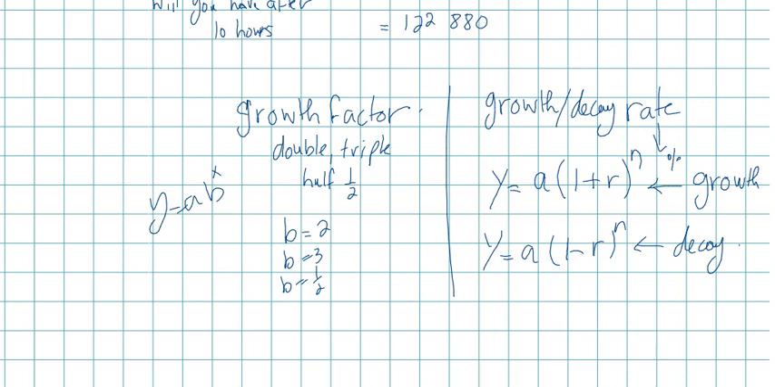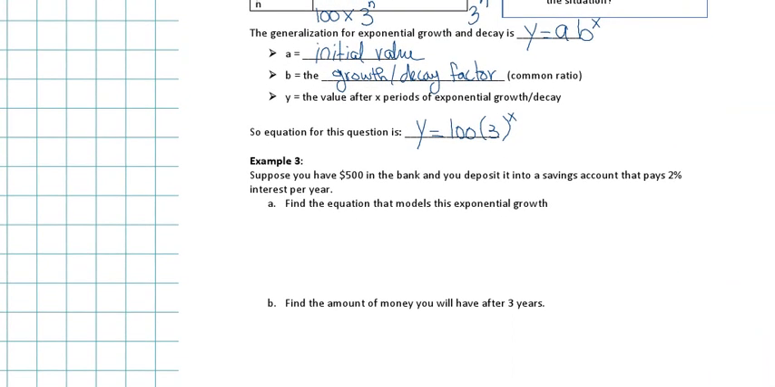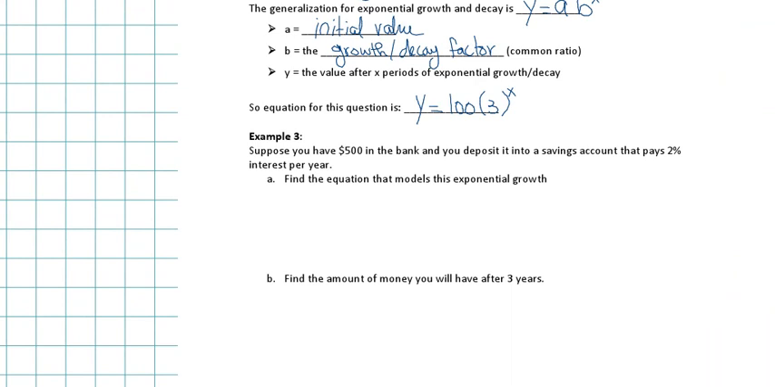Do you guys understand that? Let's look at a question, and then I can give you another example that you guys can work on. Suppose you have $500 in the bank, and you deposit it into a savings account that pays 2% interest per year. Find the equation that models this exponential growth.